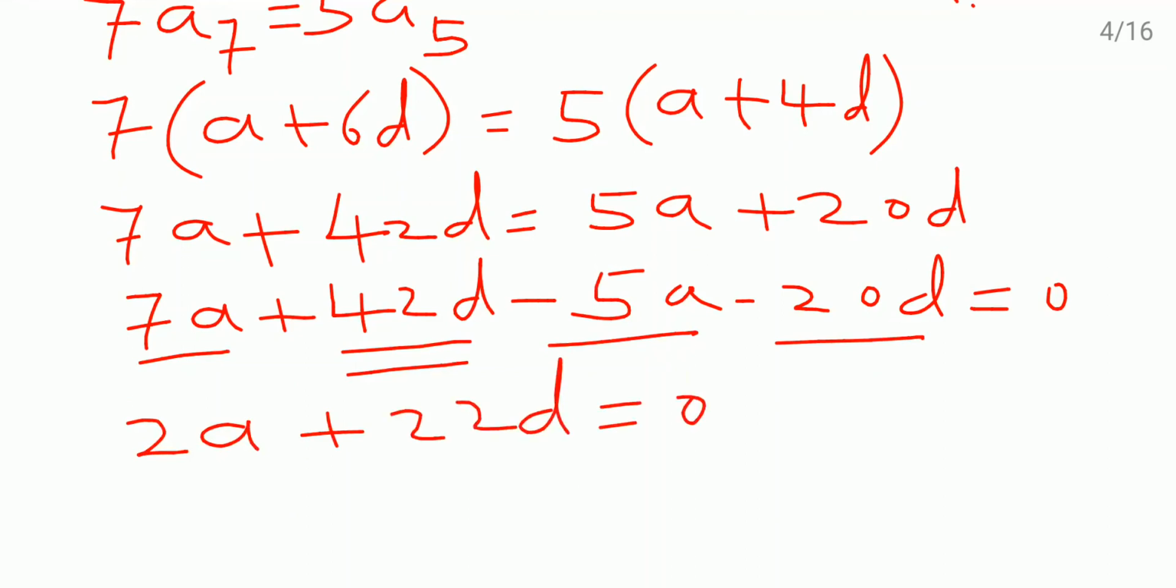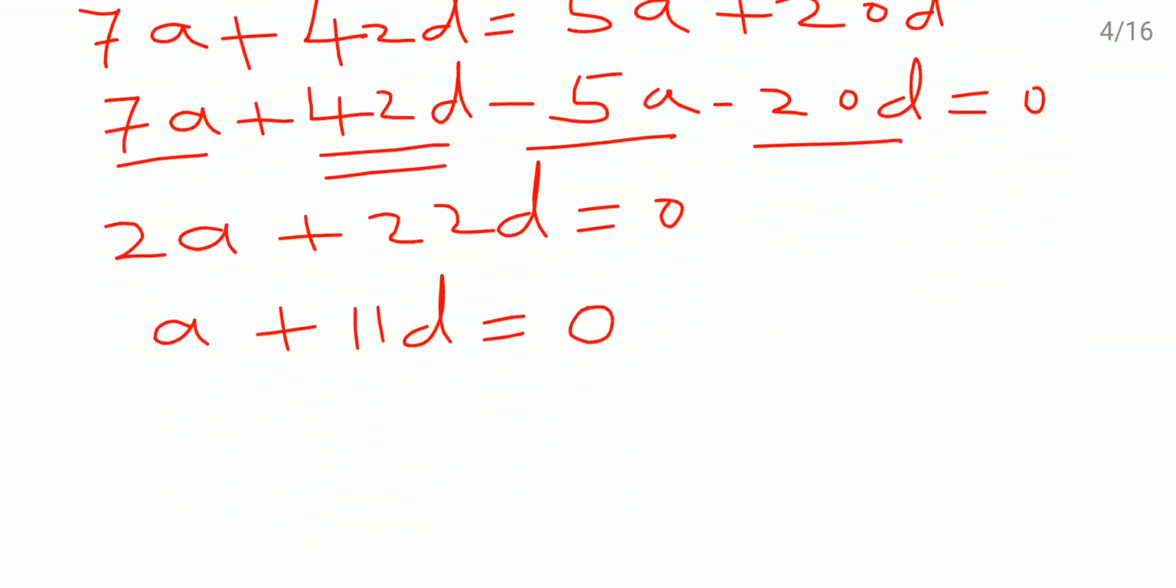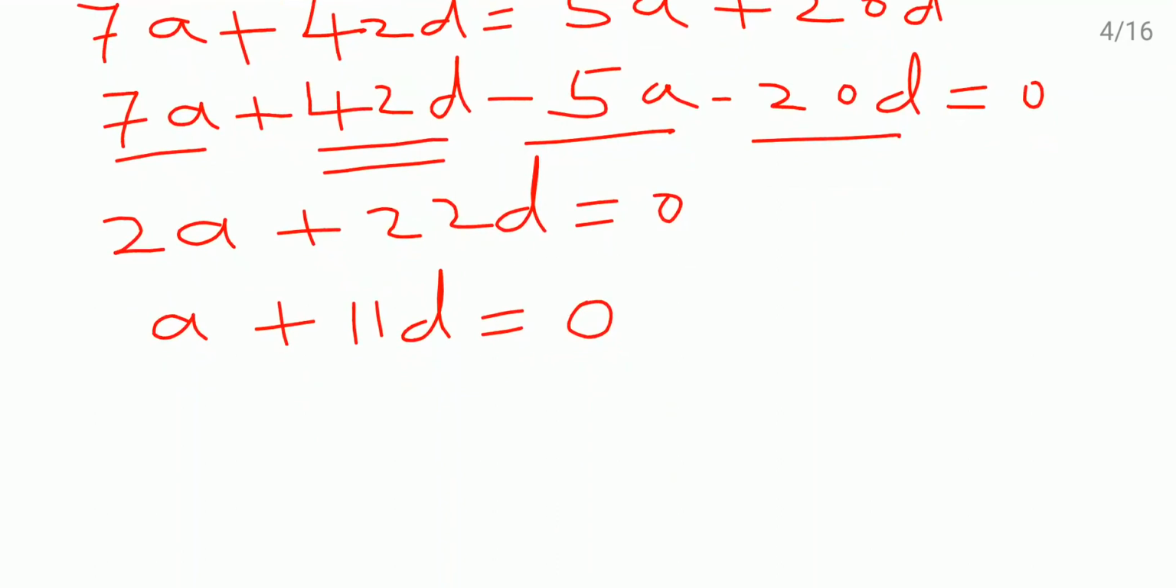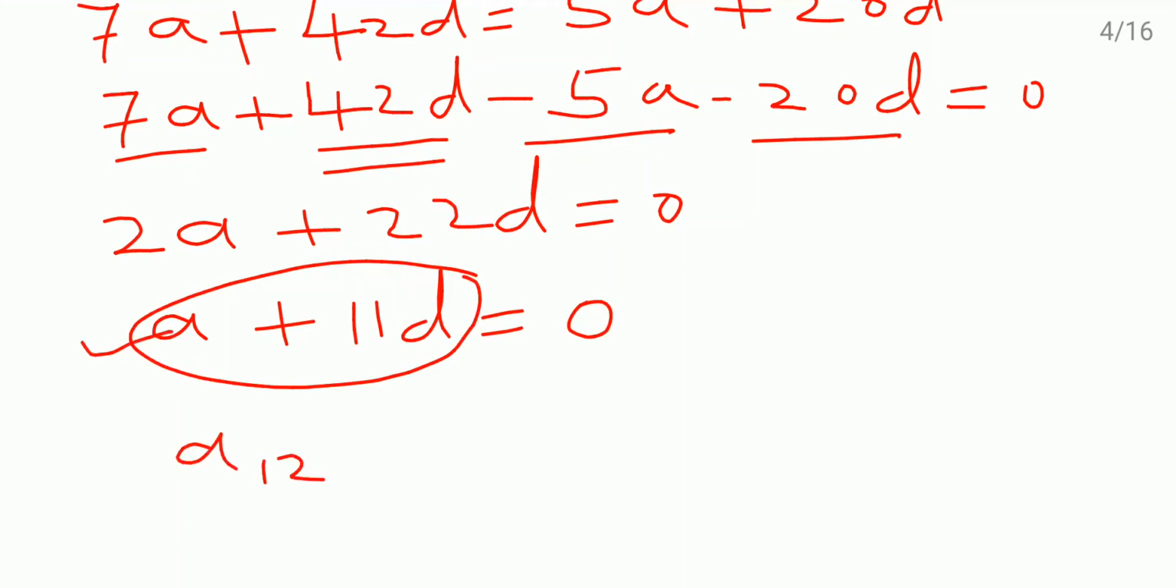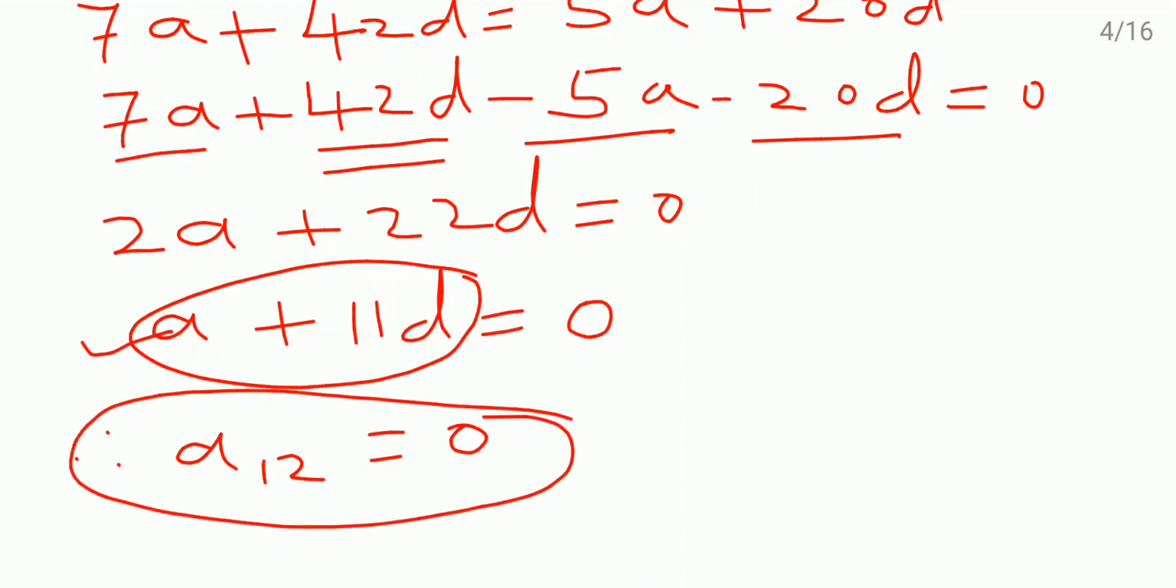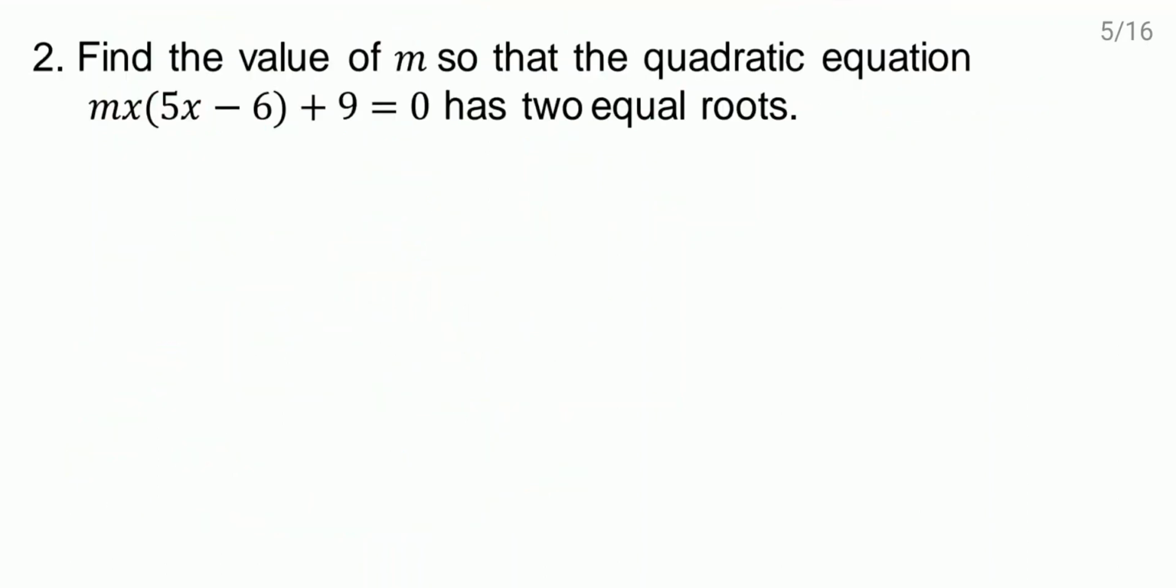Easily I can take 2 common, or I will divide the whole equation by 2. So what I get here is A plus 11D equal to 0. Now the 12th term means A plus 11D only, so this is nothing but the 12th term. So A12 is equal to 0. In this way, we get the value of the 12th term, which comes as 0. Let us see the second question now.